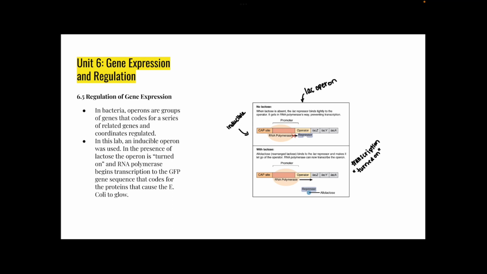In Unit 6, Gene Regulation and Expression, I chose topic 6.5, Regulation of Gene Expression, because in bacteria, operons are groups of genes that code for a series of related genes and are coordinately regulated. In this lab, we used an inducible operon, and it was used to have the bacteria glow in the presence of lactose, which we saw in lane 4.